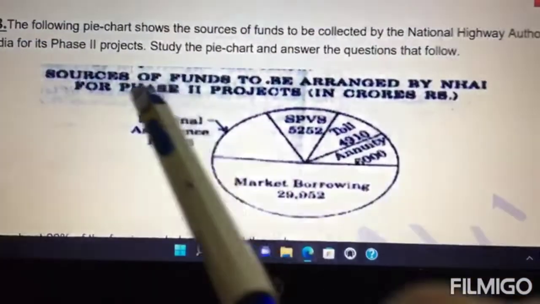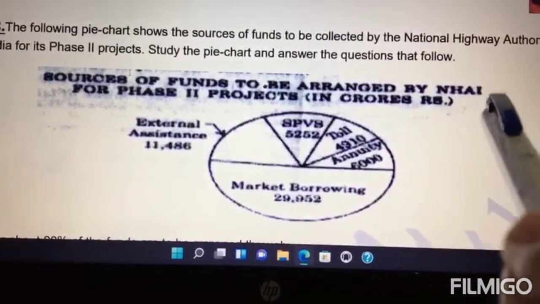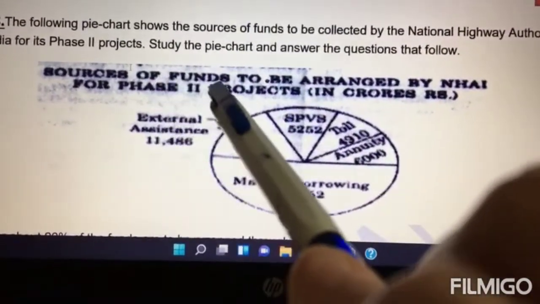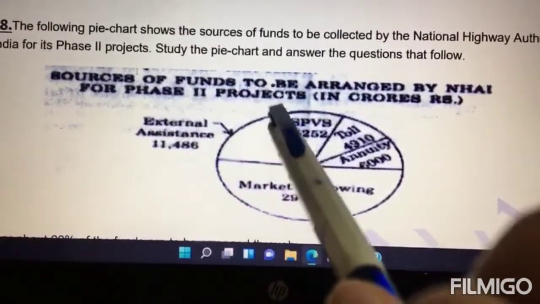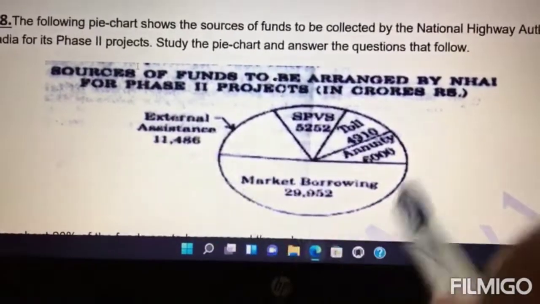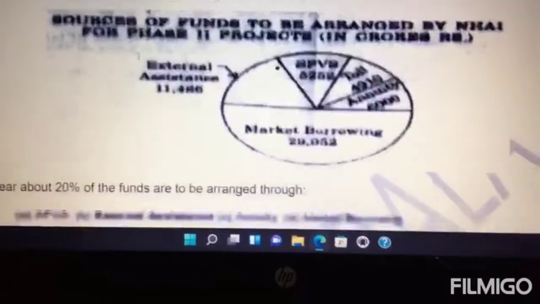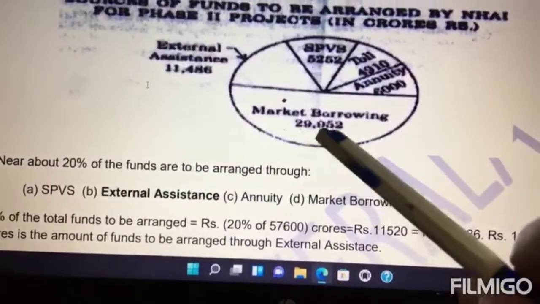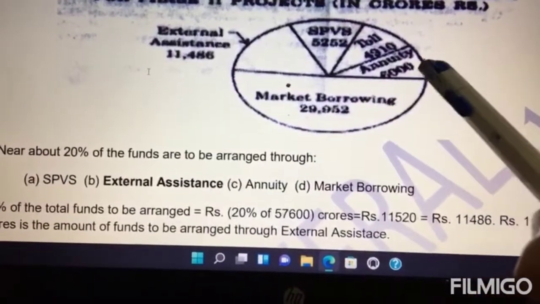Okay, so this shows the sources of funds, that is the ways in which the National Highway Authority of India will raise funds or raise money for its projects, which are called phase 2 projects. And these amounts are in crores of rupees. So this would be 29,952 crores. This would be 6,000 crores.